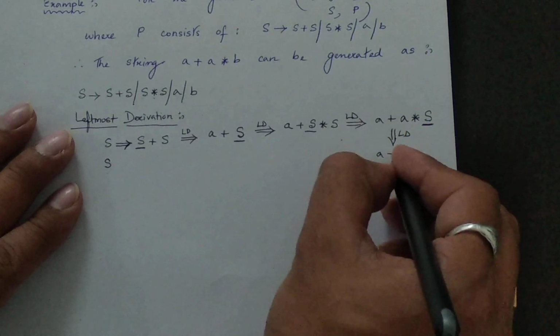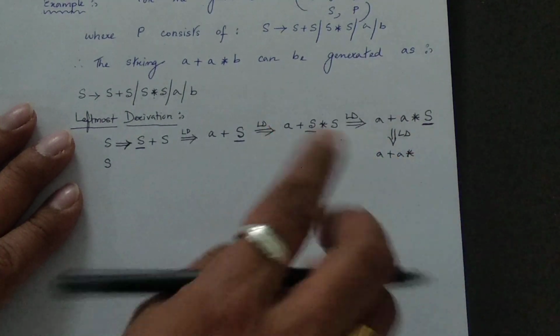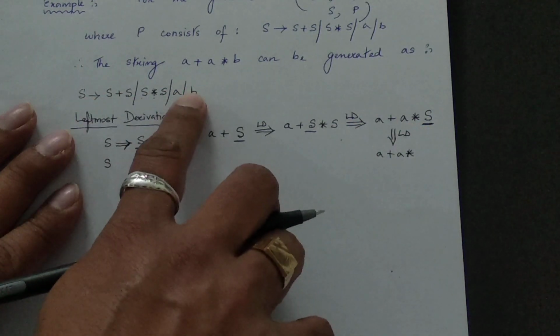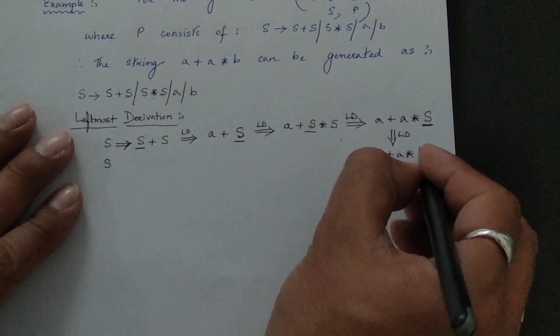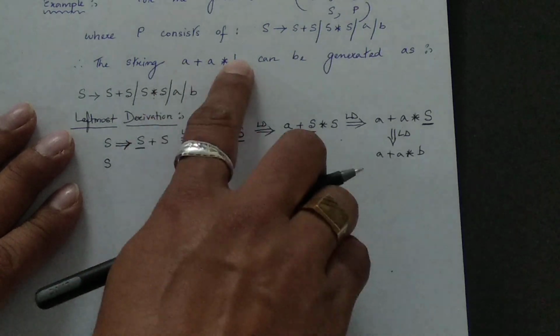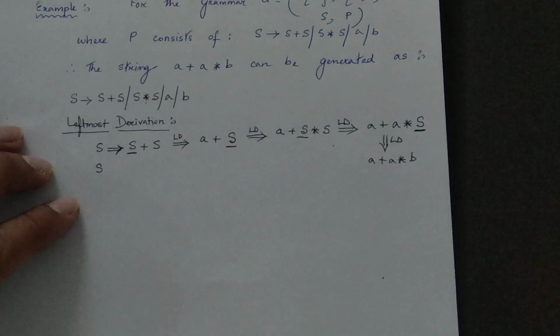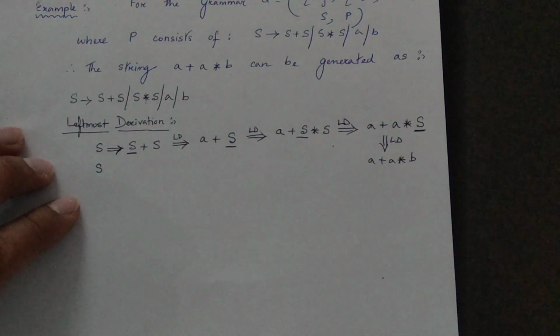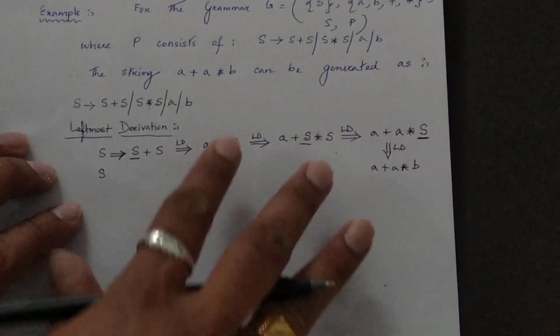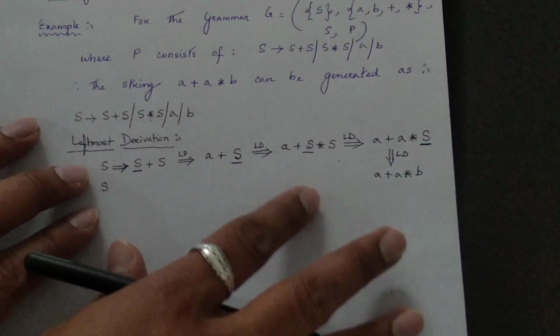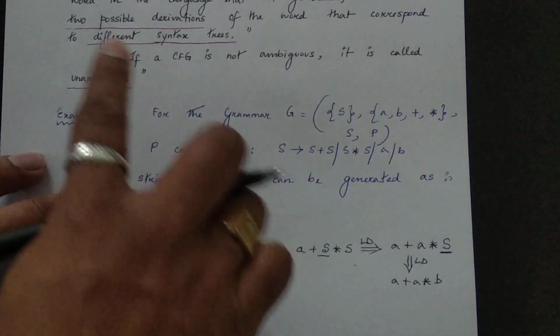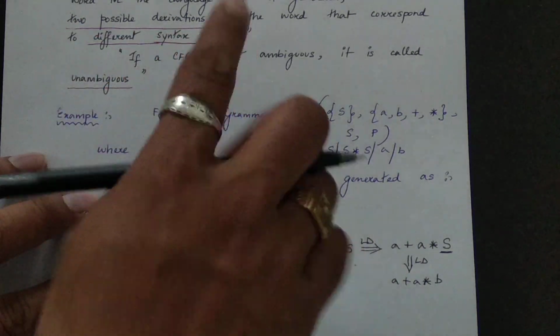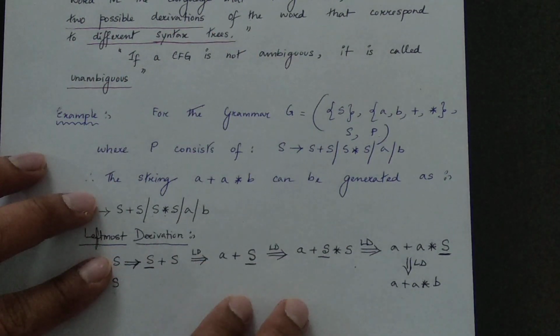So by which terminal symbol are you going to eliminate? S tends to B, and finally you got the string that you want. So this is how you have derived it by using leftmost derivation. But as I've told you, according to the definition, it says two different syntax trees, so we have to concentrate on the tree also.